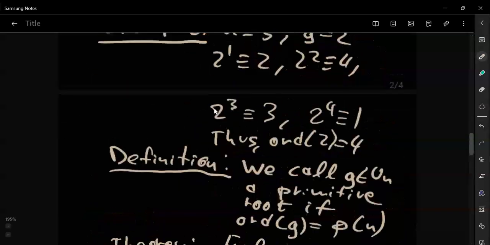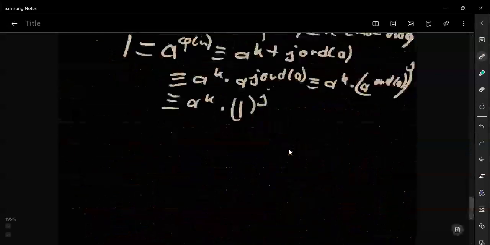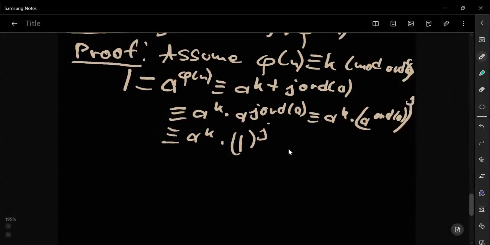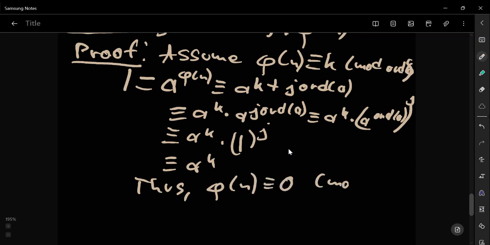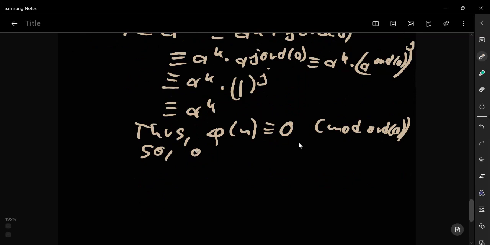We know that a to the power of phi of n is equal to 1, because that's what we've just proven. Well, that's basically Euler's theorem. So this is equal to 1, so this is congruent to a to the power of k. So that means that k must be equal to 0. So this implies that phi of n is congruent to 0 modulo the order of a. So the order of a will divide phi of n. So we're basically done here.